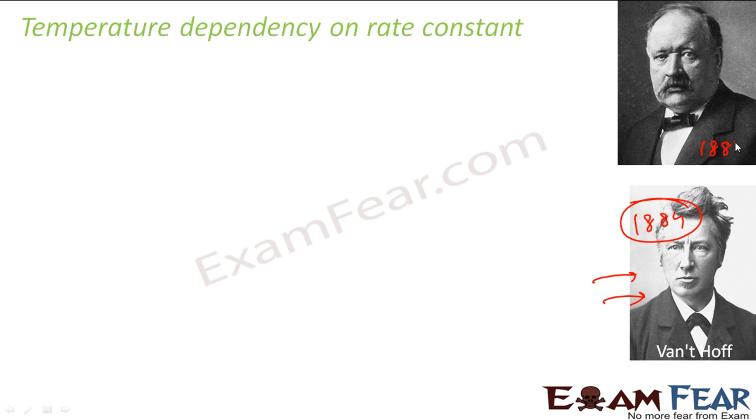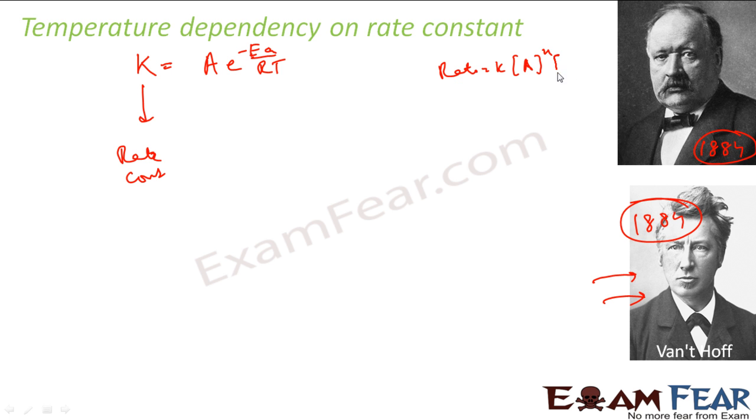Then in 1889, Arrhenius, the Swedish chemist, provided the physical justification and interpretation of temperature dependency on the rate. He gave an equation actually: K is A e to the power minus Ea by RT. This is called the Arrhenius equation, where K is my rate constant we have studied. Rate is nothing but K a to the power x b to the power y, right? The same K is here.